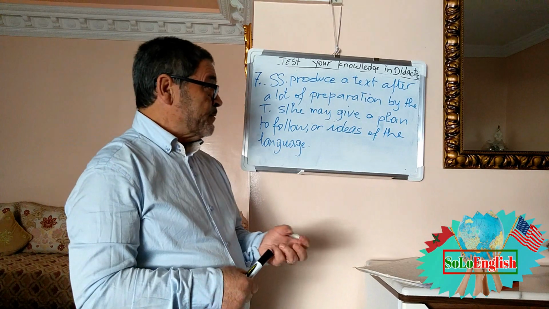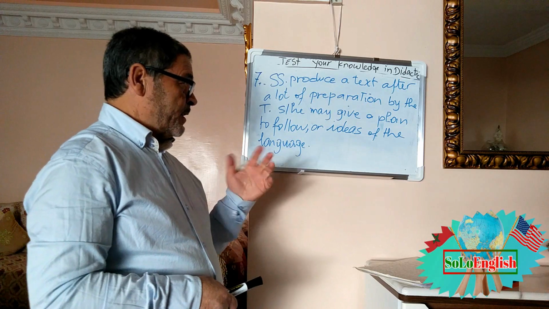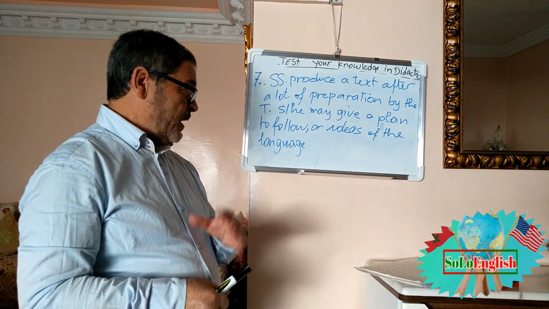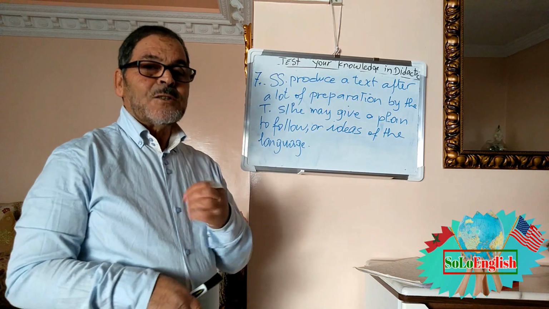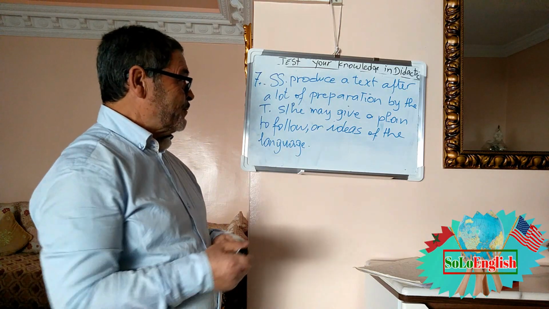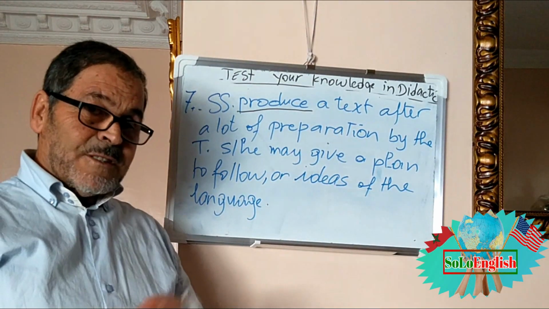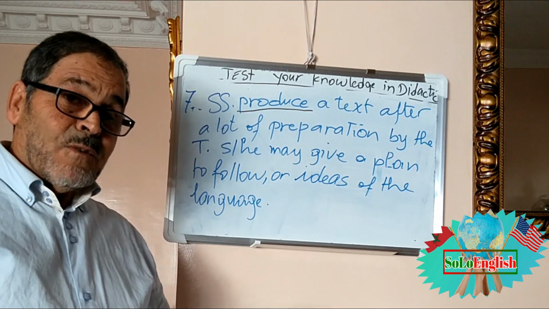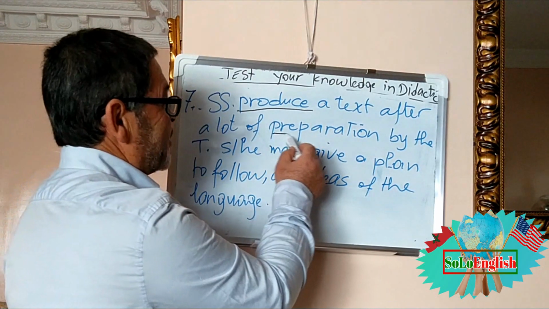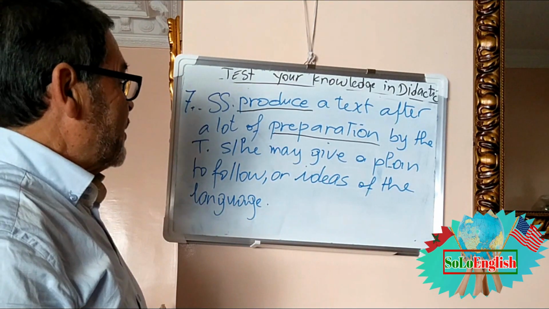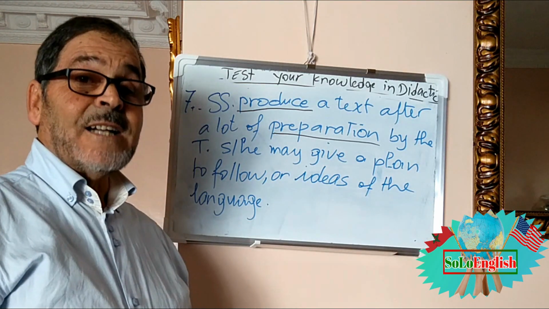Sentence 7. Students produce a text after a lot of preparation by the teacher. She or he may give a plan to follow or ideas of the language. So let's find the clue to the answer. Produce. So we have here production, produce a text. Of course, when students want to write something, they need what? They need teachers' preparation, a lot of preparation. So what do you call this? Preparation by the teacher.